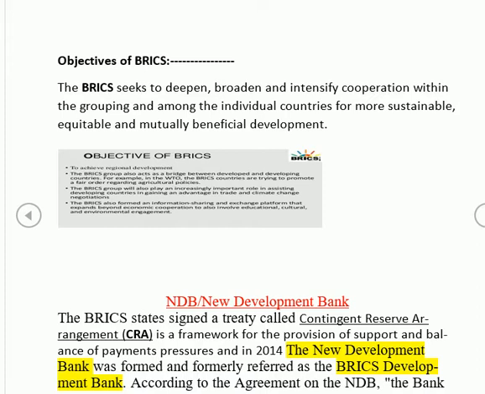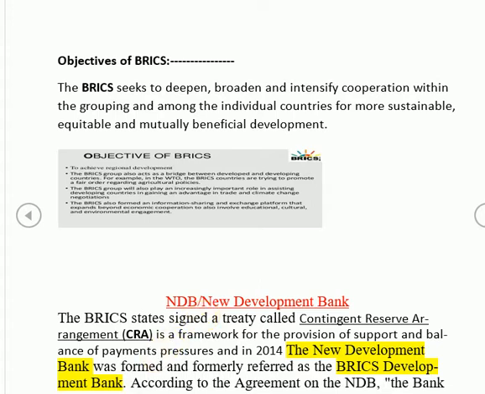Now let us have a small look at the objectives of BRICS. The main objective is that BRICS seeks to deepen, broaden and intensify cooperation within the grouping and among the individual countries for more sustainable, equitable and mutually beneficial development. If all members help each other economically, politically and in every form, they can develop one another, meaning they will help one another in the development of the particular country, right? So this was the main objective of this organization.